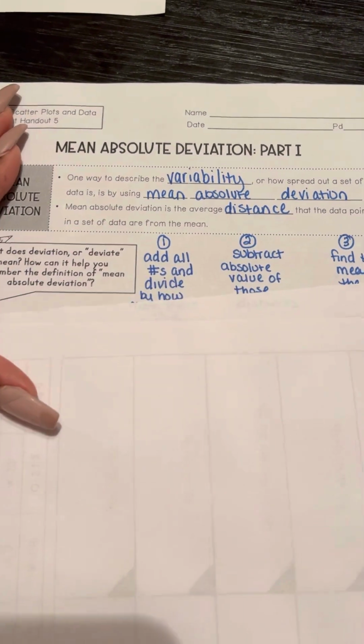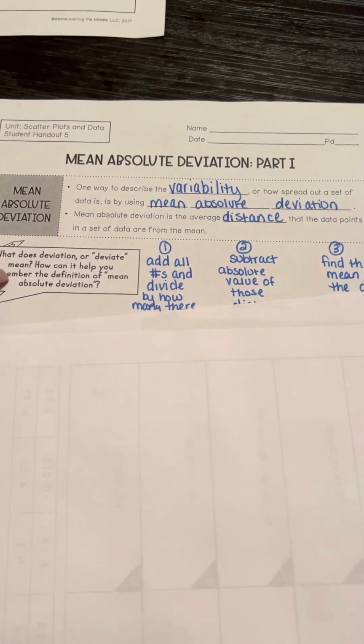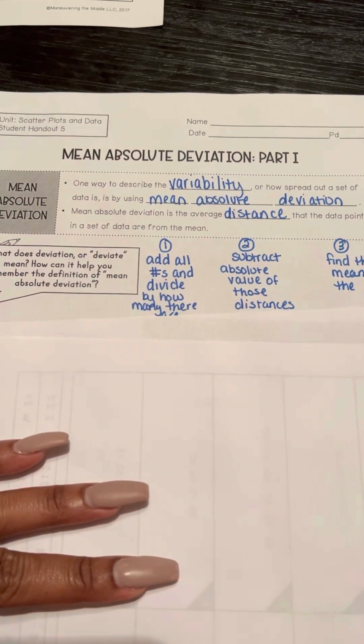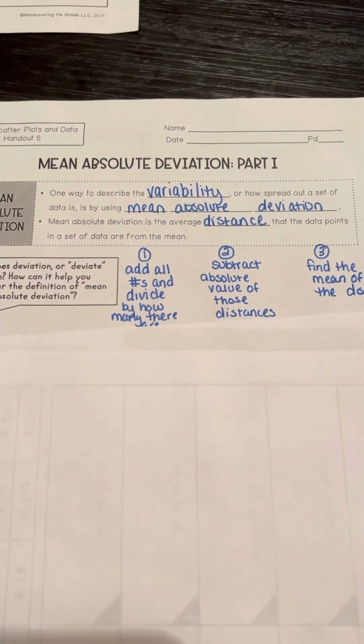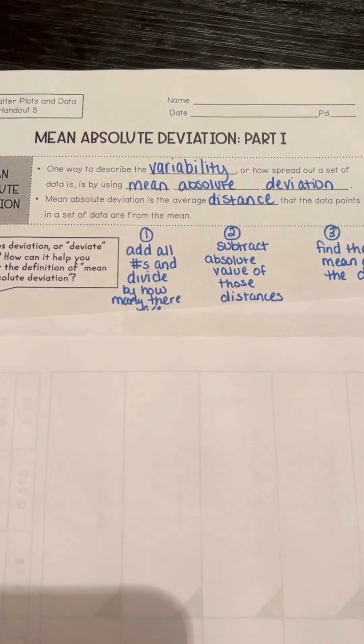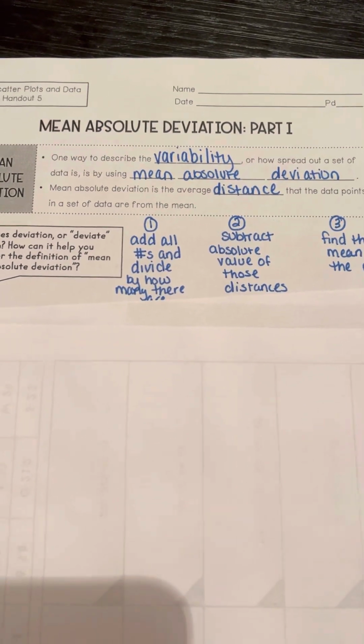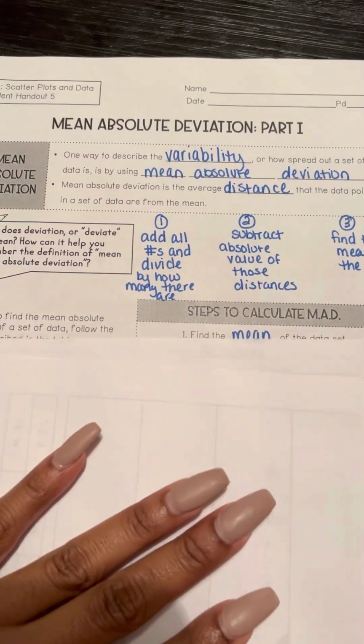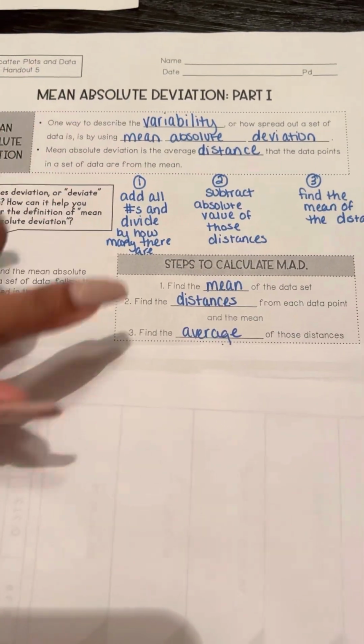of the actual data. Okay, so it's asking you what deviation or deviate means and how it can help you remember the definition of mean absolute deviation. That just means, again, how far apart a number is from the actual average or mean of the data that you start out with. I made it into simple steps, but here are the steps.